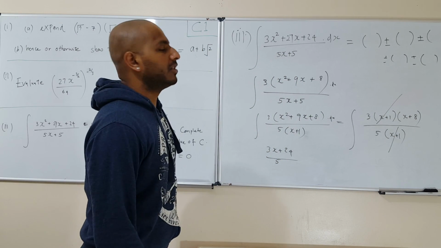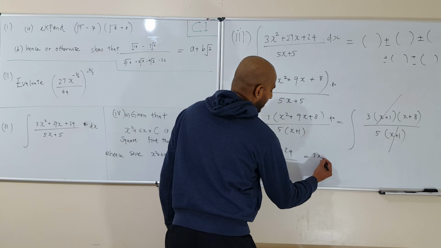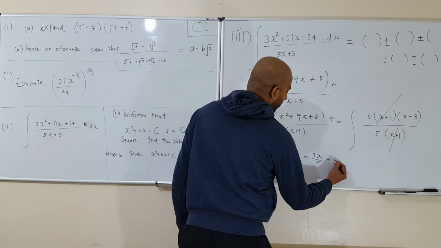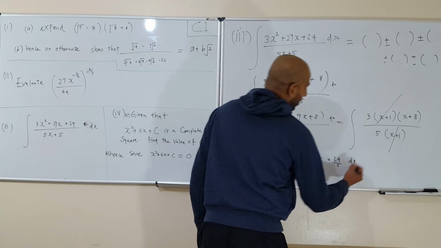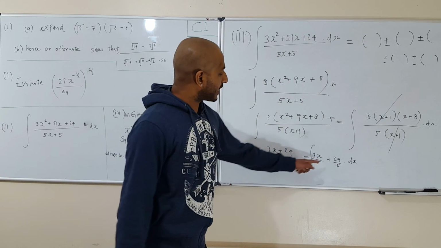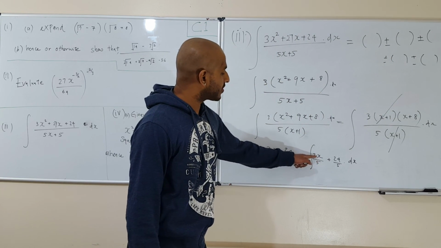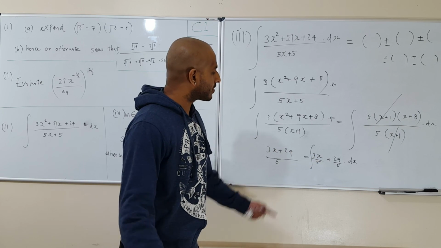Now this is far more conducive for our work. Now it can be done. So 3x over 5 plus 24 over 5. Now we can integrate this without a problem. We can clearly see these expressions are single numbers, so that's fine. There's division there, but they are just numbers, they're constants, okay?